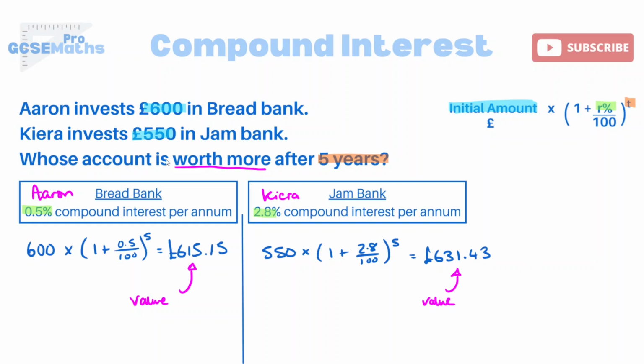In this case, because it's saying whose account is worth more, that means the value, doesn't it? Who has the highest value? Okay, well, in this case, clearly, it's Kiera. So even though Kiera invested less money initially, she had a better account because it had a much higher interest rate.